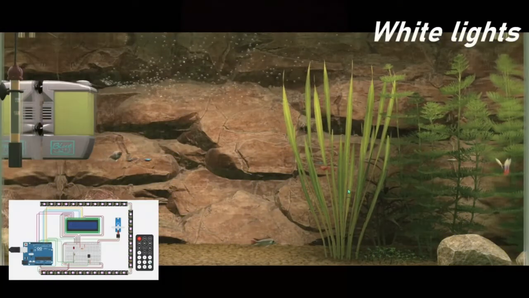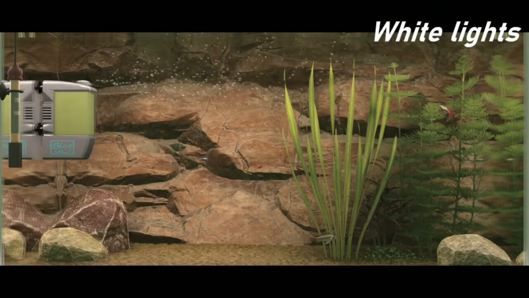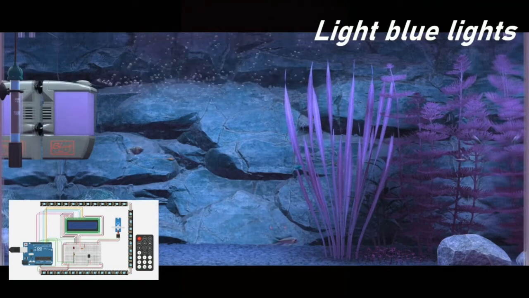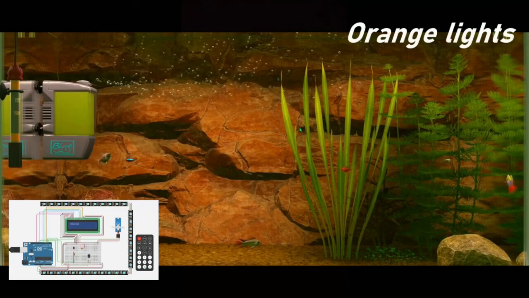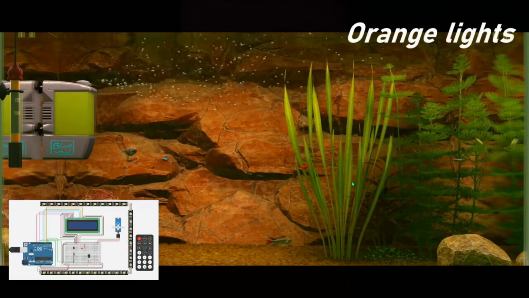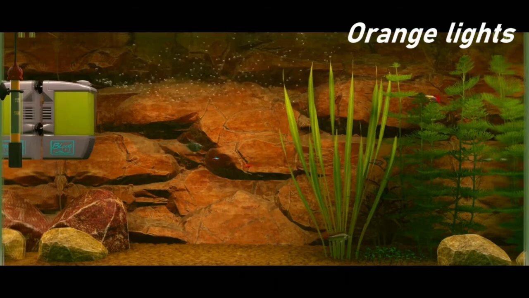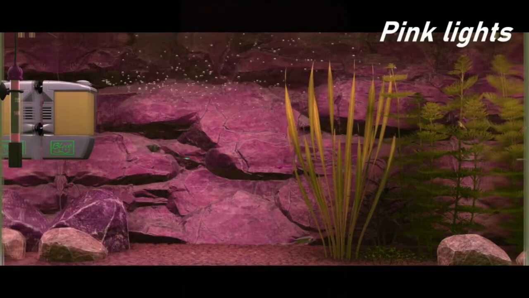Furthermore, if we press number 6, there will be white lights. Moreover, if we press number 7, there will be light blue lights. Next, if we press number 8, there will be orange lights. Lastly, if we press number 9, there will be pink lights.